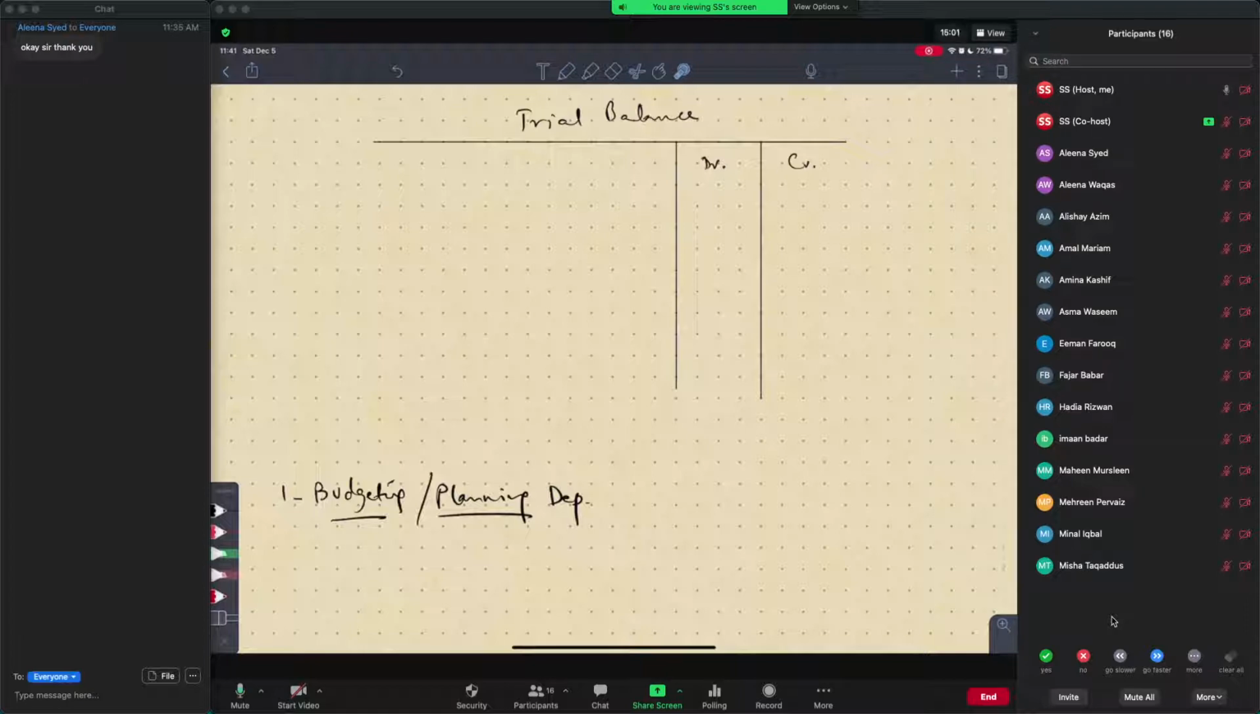We will be dealing with this part in A2. In A2 there is a whole chapter on budgeting. We will see how we make future plans for a business.